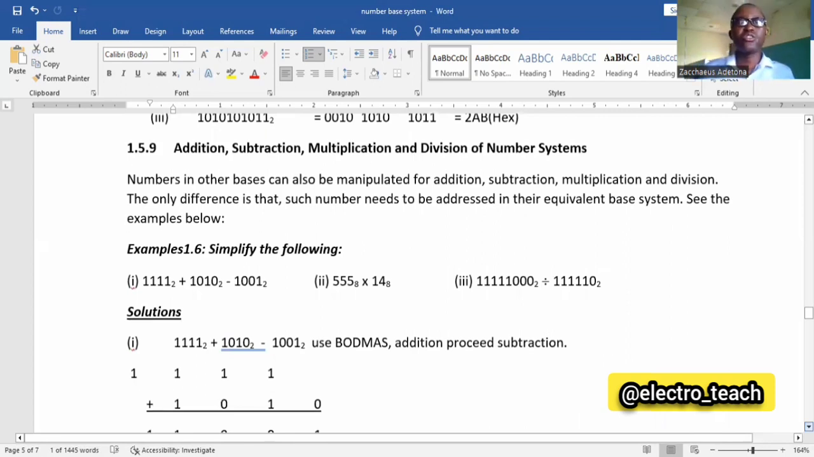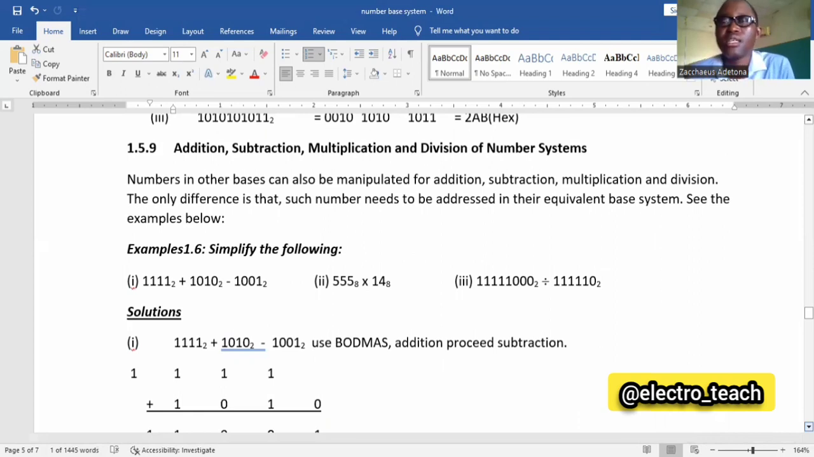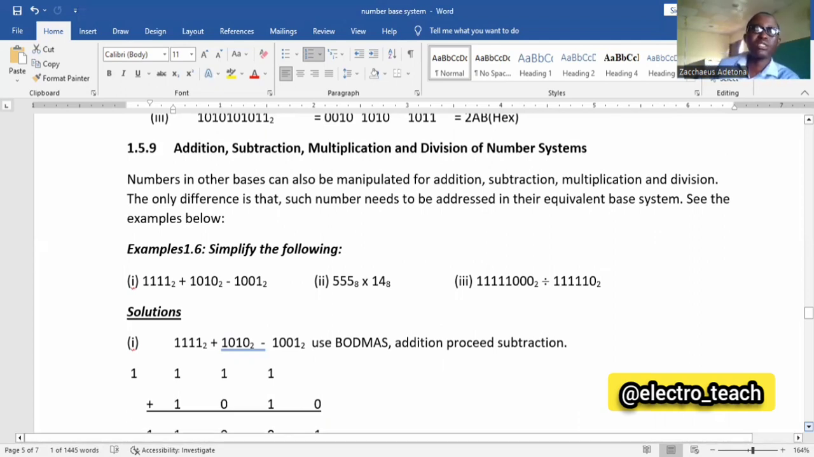The next one is addition, subtraction, multiplication, and division of number systems. We can multiply, can add, we can subtract our numbers in number system. We can also carry out division. But remember, when we carry out this division, multiplication, and addition, it has to be in an equivalent base system. It has to be taken in their base system. We cannot just do it in base 10. The answer must be in the base system of interest. So we have the examples here to help us understand this.